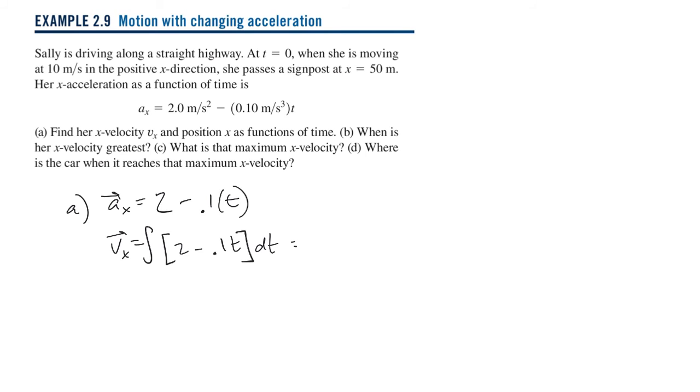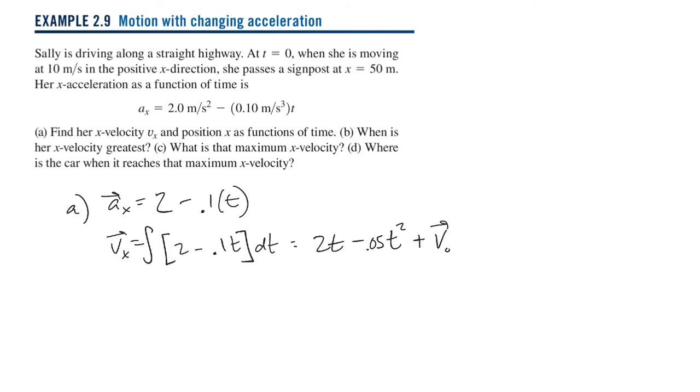The integral of 2 with respect to t is 2t. And the integral of negative 0.1t is going to be minus, and then you have to raise the power of t, so t goes from t to the first to t to the second. Then we have to divide the 0.1 by 2, so 0.05t squared is what we get for the velocity function with just the integration. But remember, we have to add on that constant of integration, which is simply the initial velocity.